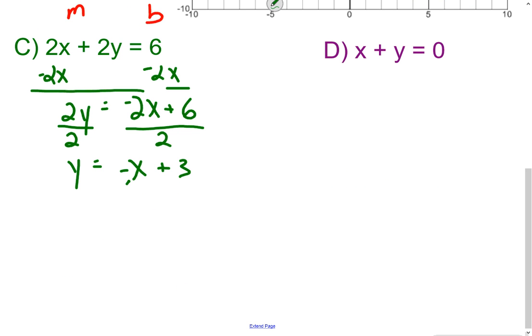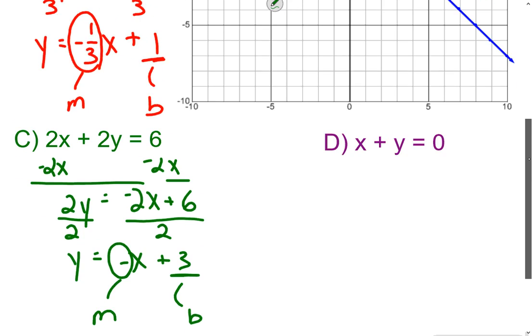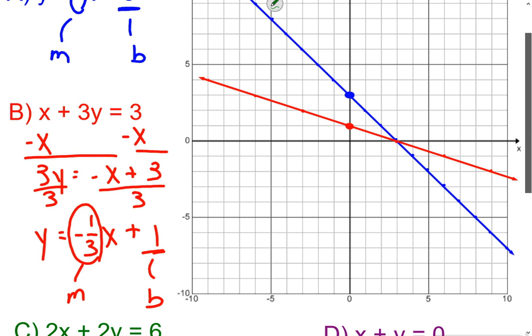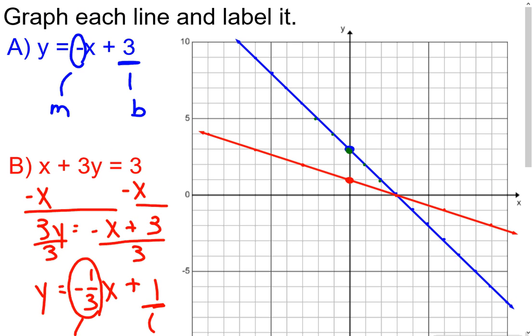Again, my slope is the coefficient of x, which is negative 1 in this case, and my y-intercept here is 3. Come up here, y-intercept is 3, up 1, left 1, up 1, left 1, or down 1, right 1. And I'm noticing that I have the same as that blue one, so I'm not going to put all the points in there because I already have them. I will put my line in there though, just like so. See if I can get that one highlighted so I can turn it green.